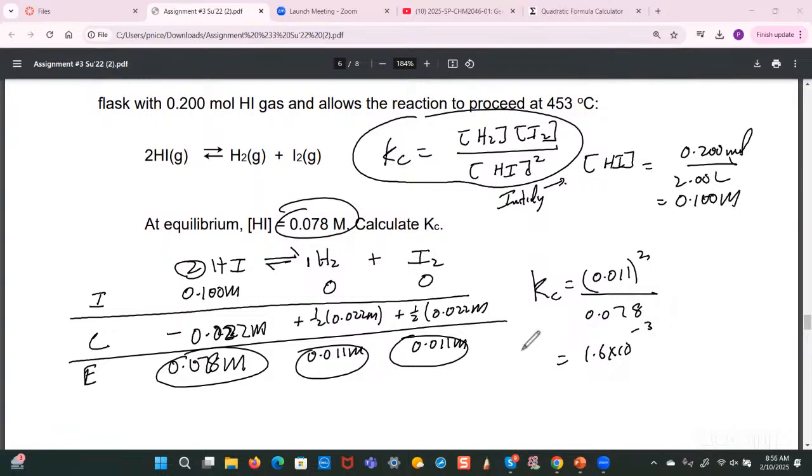Shouldn't the 0.078 be squared as well? Oh, right, thank you. And I got 0.019. So rounded off to 2 sig figs, the answer is going to be 2.0 times 10 to the minus 2. At least that's what I got. You got it? Okay, so Kc will equal 2.0 times 10 to the minus 2. And that's how that is done.